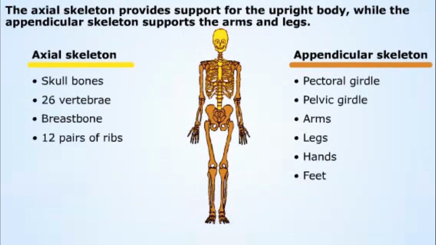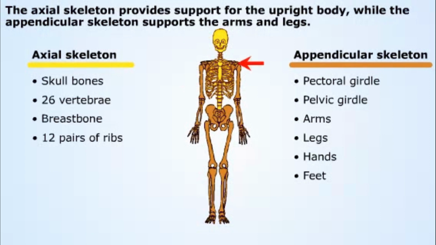Now that we've introduced the structure of bones, let's see how they're put together to form a skeleton. We'll use the human skeleton as an example. The human skeleton is composed of an axial skeleton and an appendicular skeleton. The axial skeleton includes the skull bones, 26 vertebrae, the breastbone, and 12 pairs of ribs.